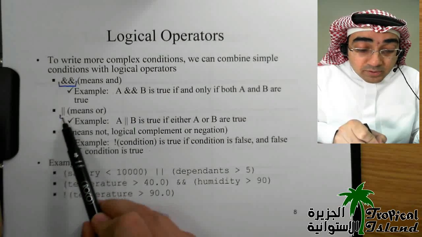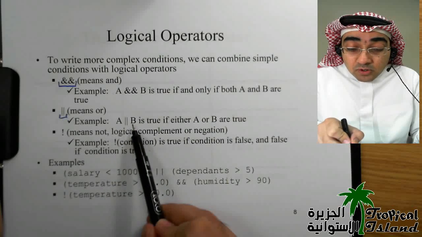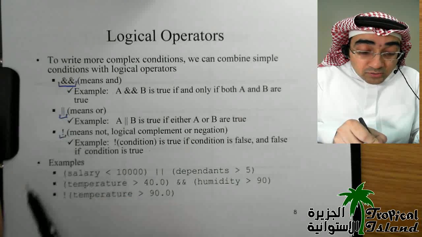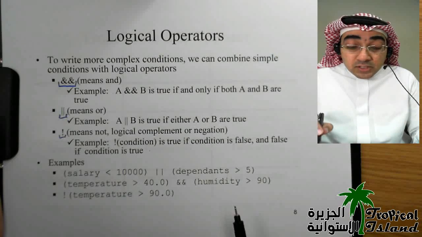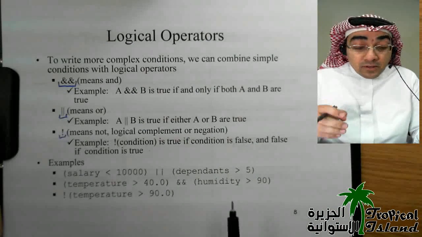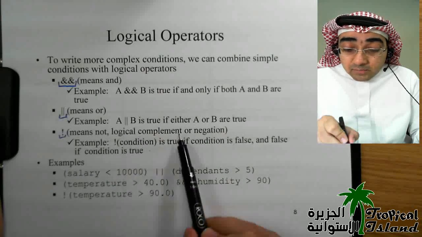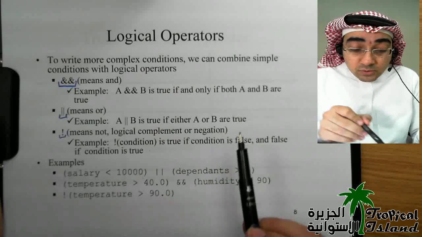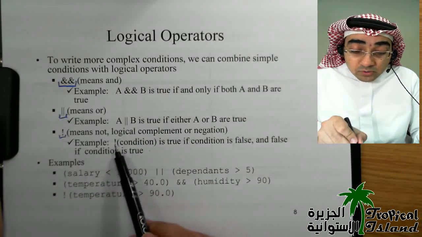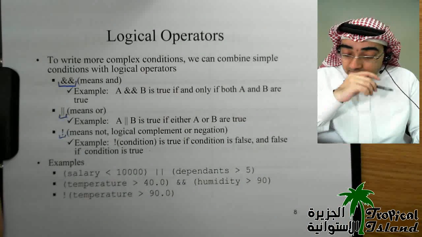We also have an operator called the OR, and this is how we write it. This is the OR operator. We could say A or B, and this is true if either A is true or B is true. And then we have the NOT operator, which is the negation: if you have a true value and you negate it, it becomes false, and if you have false and you negate it, it becomes true. This is the logical complement, also known as the NOT operator. If it's true, it becomes false. If it's false, it becomes true.